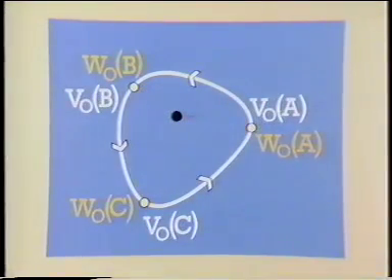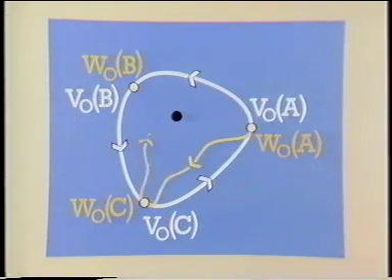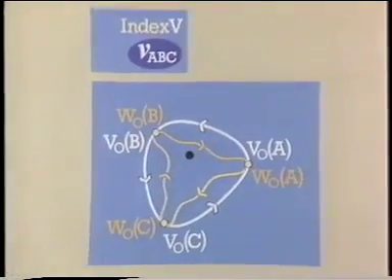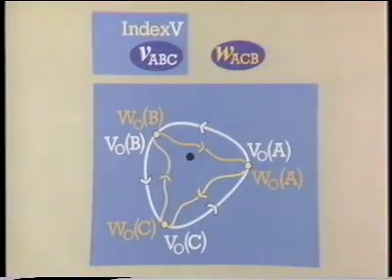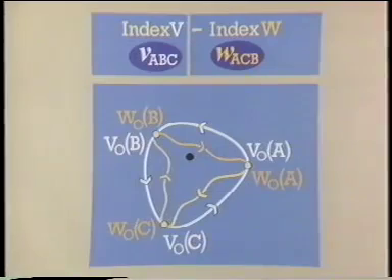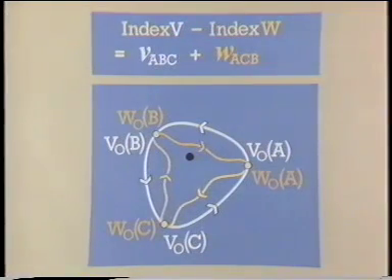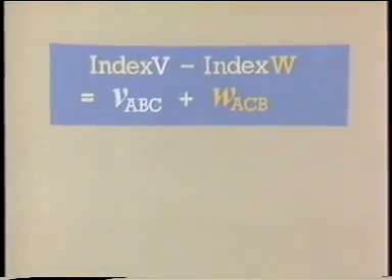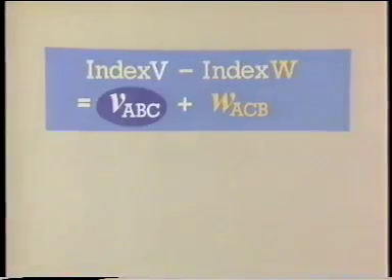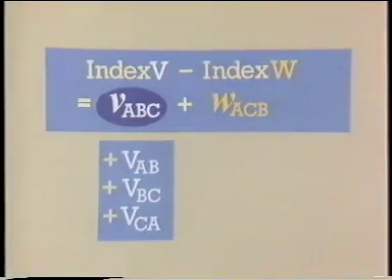The loop itself might look something like this. And remember, the winding number is minus the index of W. So the index of V minus the index of W is just the sum of our two winding numbers. And now we're nearly there. We express each winding number as the sum of three terms.